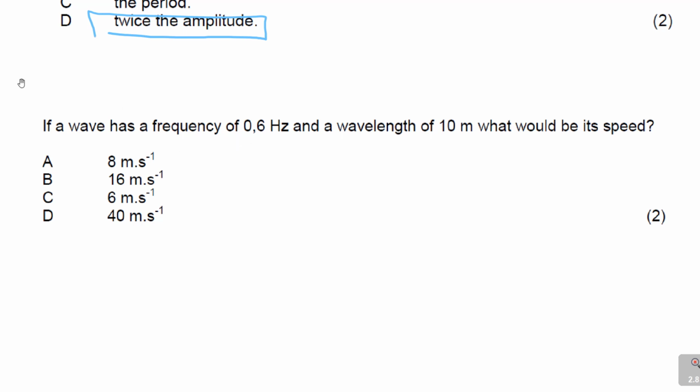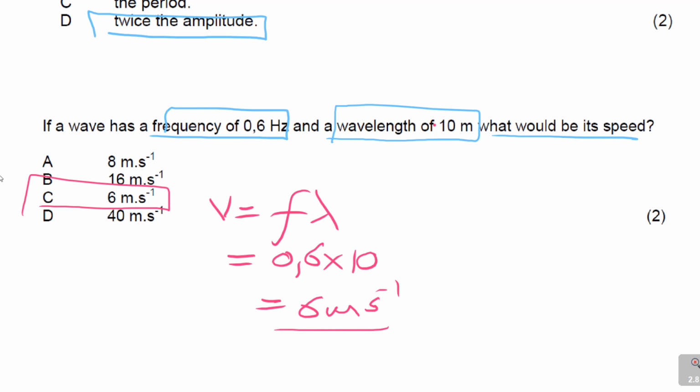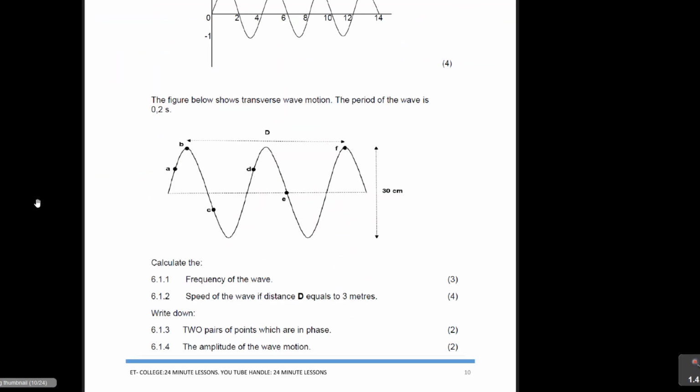If the frequency of the wave is 6 Hertz, and the wavelength is 10 meters, what is the speed? Remember the formula? V is f lambda. Then straightforward, f is 6 times wavelength is 10, and that is 60 meters per second, and the answer becomes C. So these are questions that you can just use as standard questions for preparation.